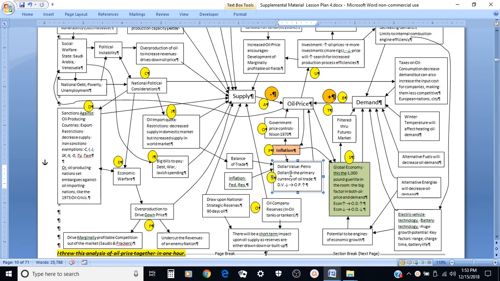If the value of the dollar goes up, then oil prices go down. Right, so that's currently one of the factors in today's current fall in oil prices. There's a number of factors. The big factor, of course, is the global economy. But this is a factor.